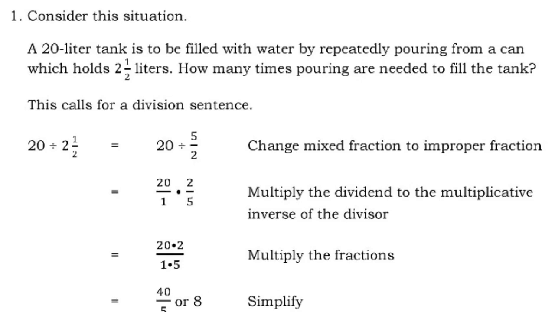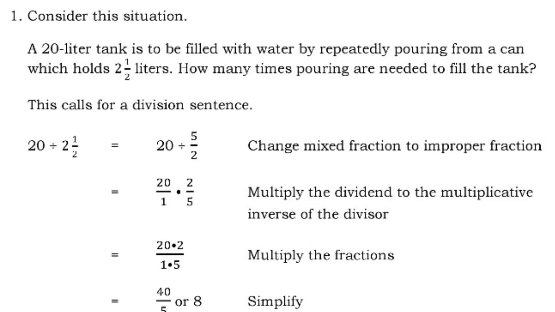Examples here. Number 1, consider this situation. A 20-liter tank is to be filled with water by repeatedly pouring from a can which holds 2½ liters. How many times of pouring are needed to fill the tank? This calls for a division sentence. We're going to have 20 divided by 2½. First we change the mixed fraction to an improper fraction: 2 times 2 is 4, plus 1, the numerator, is 5, so 5 over 2. So 20 divided by 5 over 2.